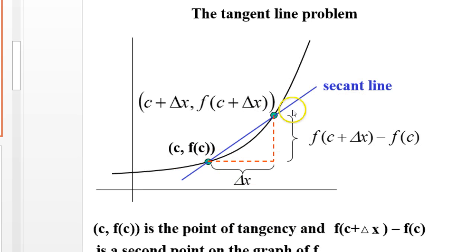The tangent line problem is how do we find the line that is tangent to a curve at a certain point, let's say c. We can find the secant line so far, but we can't get exactly there, we can get really close, we can kind of approach, and that's where the limit comes from.